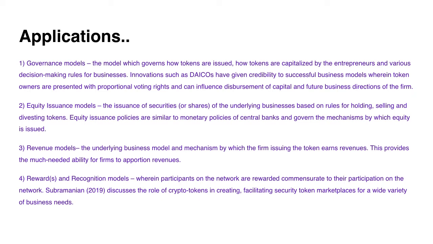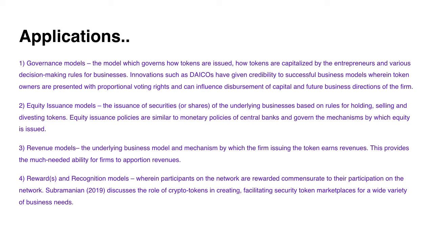And then there are equity issuance models. For example, you could just issue shares of a company in the form of a token. You may not have voting rights, and then what you can do is subject the user who holds this token to certain rules for holding, selling, and divesting these tokens. So equity issuance policies are similar to monetary policies of central banks, and this governs the mechanisms by which equity is issued. Eventually, it is said that many different countries in the world are actually considering releasing their own national currencies as cryptocurrencies, which is a possibility, right?